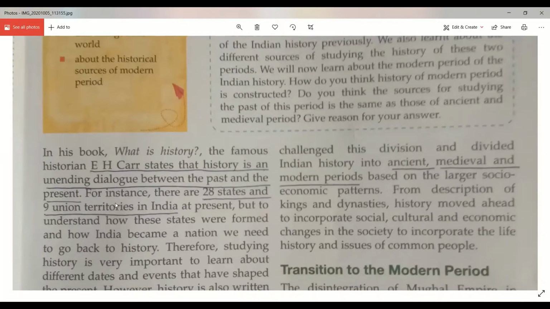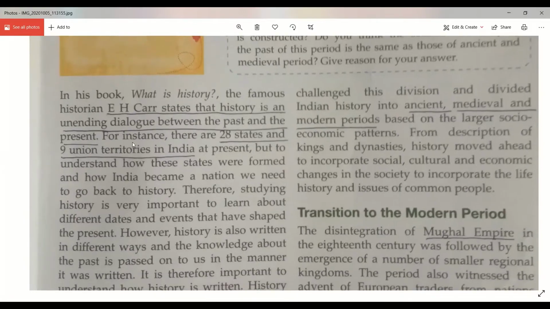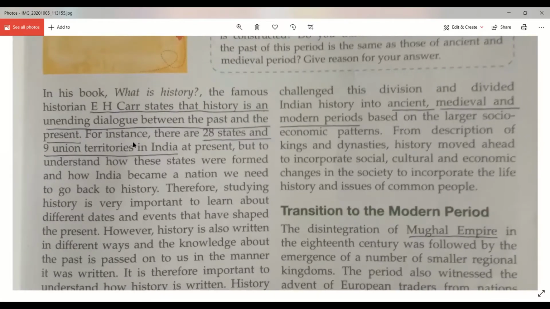So let's start with a definition. Definition for history. What is history? There was a famous historian. Now, who is a historian? A historian is the person who writes history. This person's name is E.H. Carr. It's C-A-R with another R. I'm sure you can see that here.